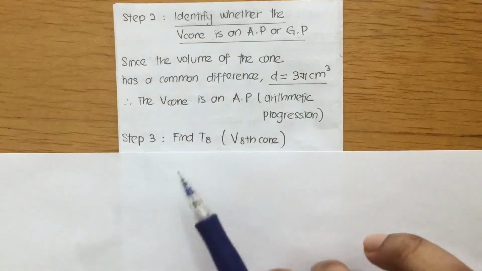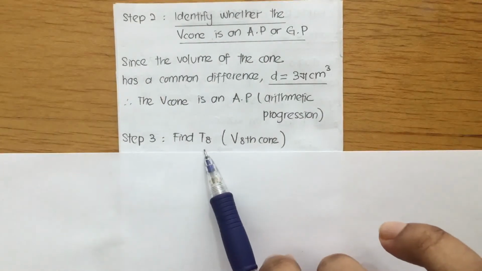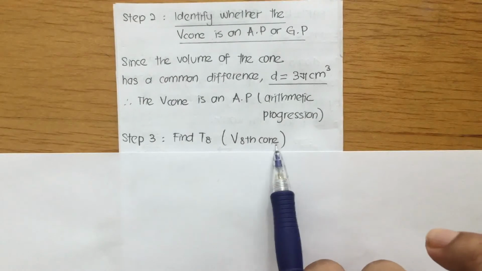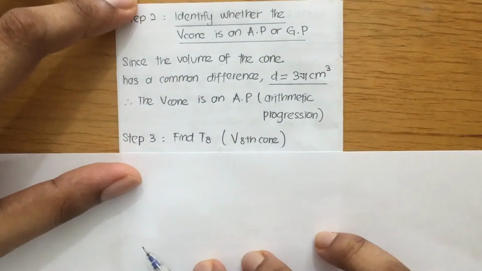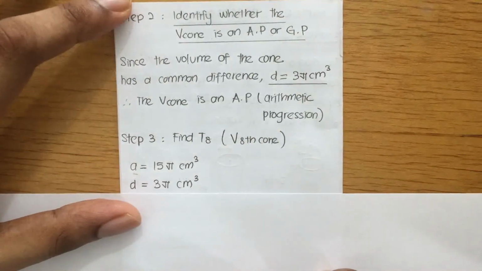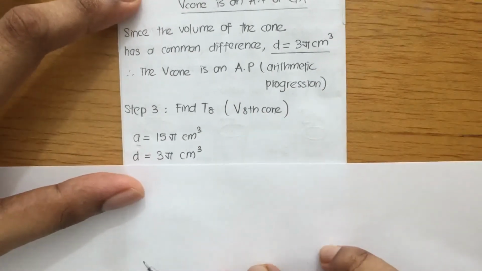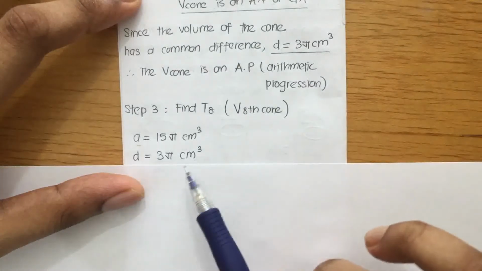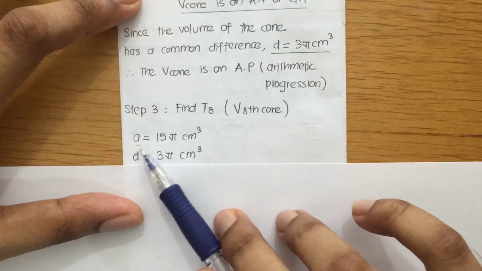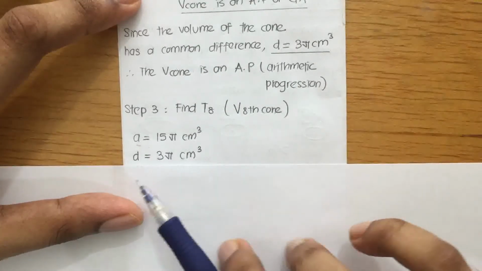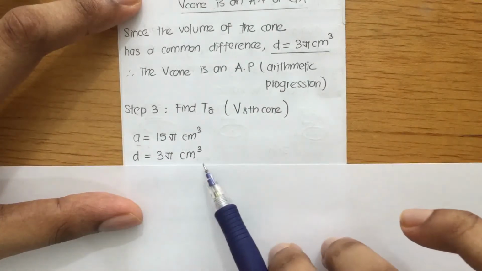For step 3, we find T8, guys, which is the volume of the 8th cone. We need to find the 8th term. Whenever you want to find an arithmetic progression term, these two pieces of information are crucial: the first term and the common difference. In this case, our first term is 15 pi centimeter cube, and the common difference is 3 pi centimeter cube.